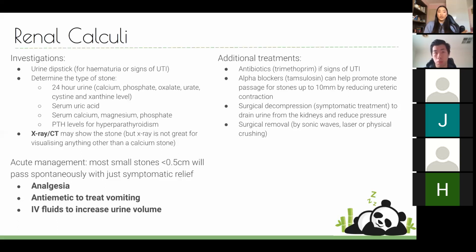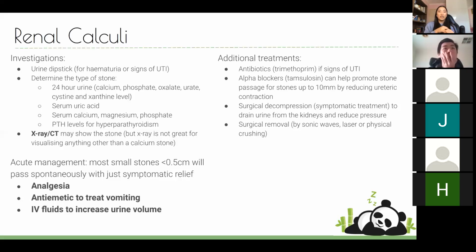The IV fluids are to compensate for the vomiting, and also because one of the ways we try to fix a stone is to flush it out. So you'd either tell the person to drink a lot of water, or you just pump them full of water. And either way, you're hoping to flush it out with the urine. If that doesn't work, there are additional things that you can do. Antibiotics you might do for a UTI if it's a struvite stone.